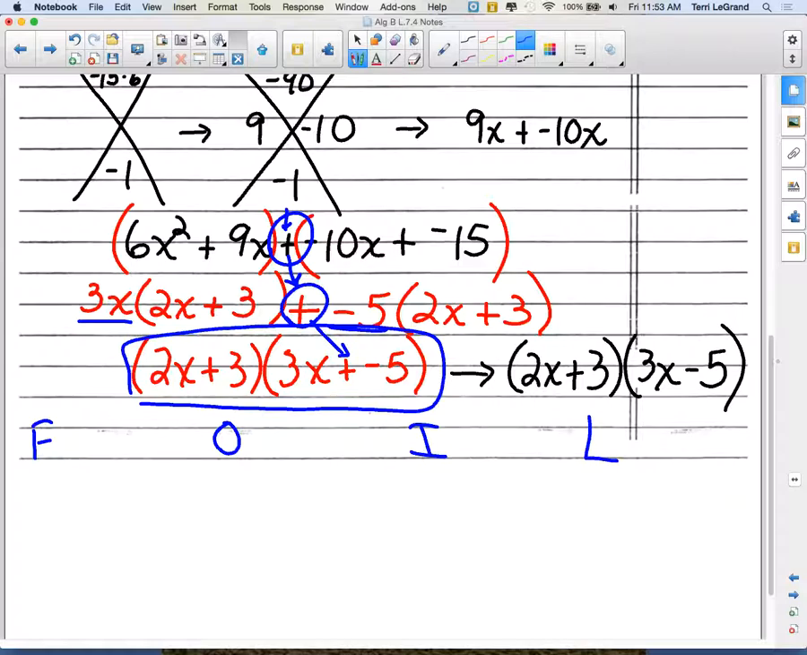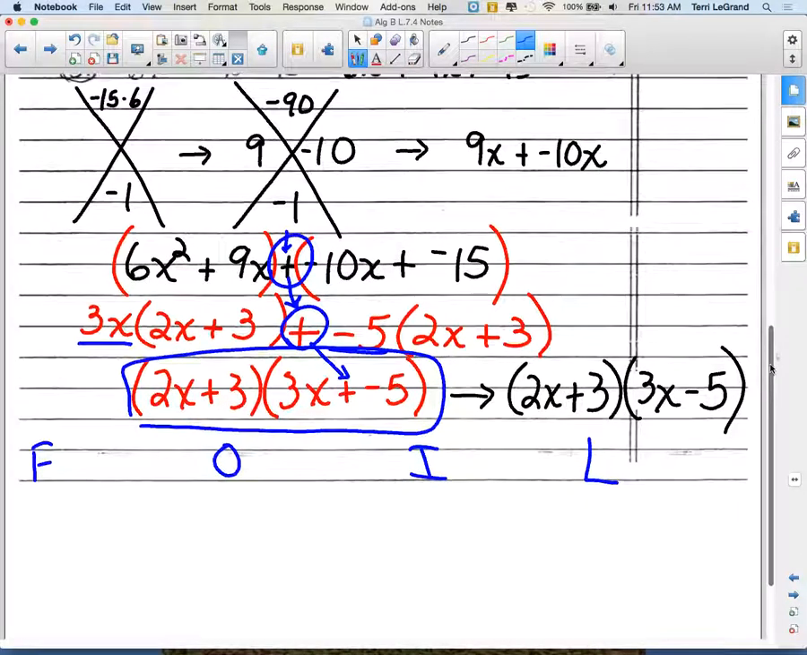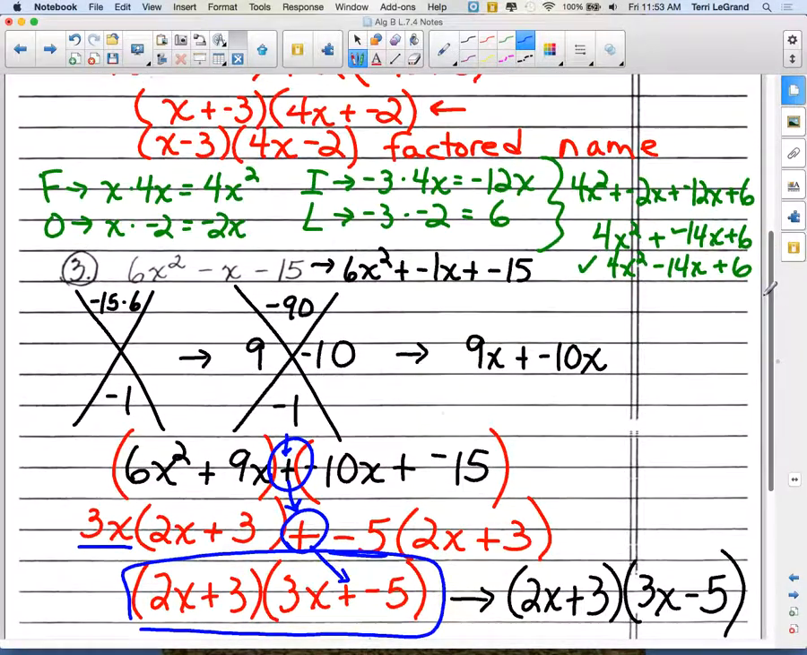So it doesn't come down between our parentheses. Our parentheses need to show multiplication, so we can't have an addition sign in between the parentheses. It actually didn't get lost. It's still part of the problem. Okay? So 2x plus 3 times 3x minus 5 should get us back to our original 6x squared minus x minus 15. Does it when you FOIL it? Yes. Okay, super. Okay, it's time for you to start homework then.